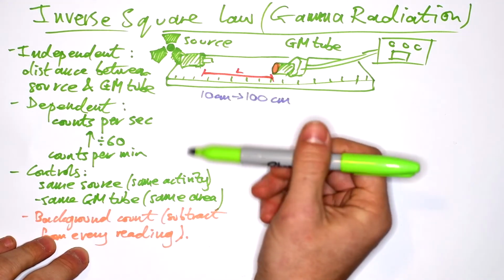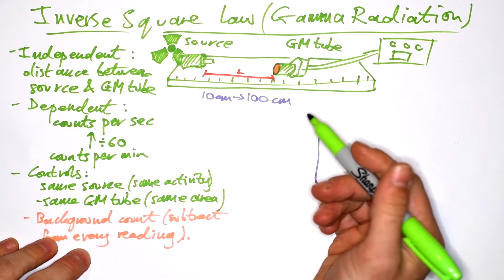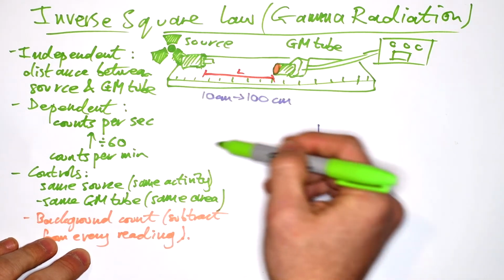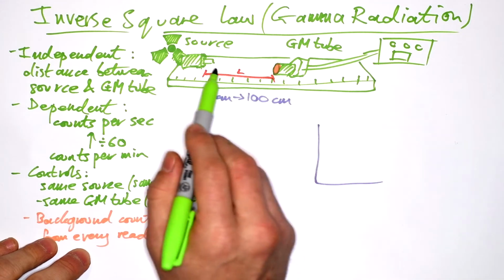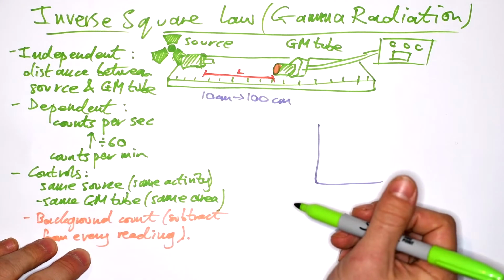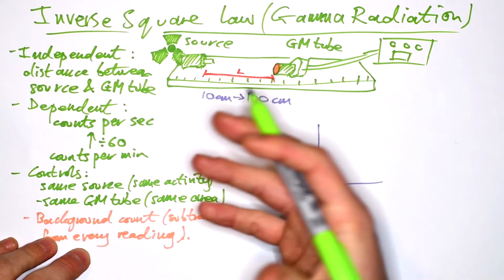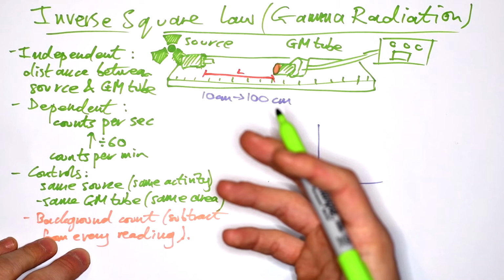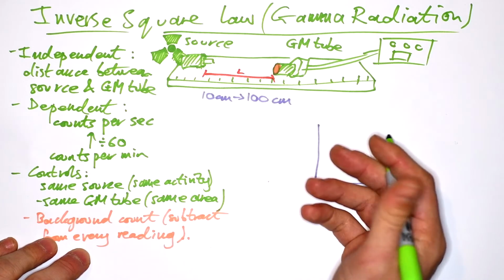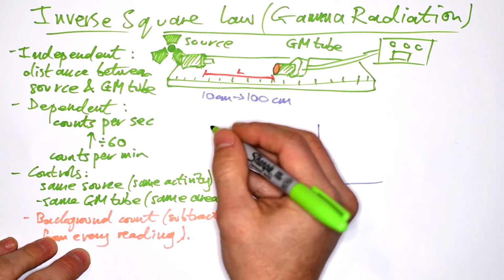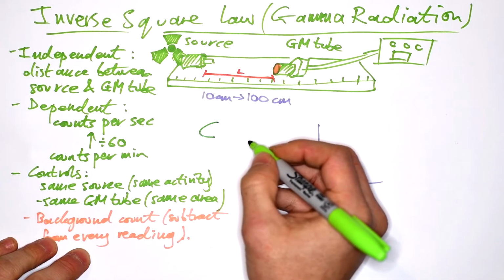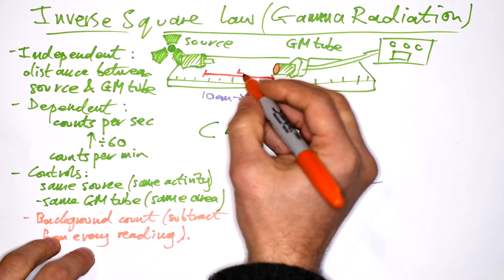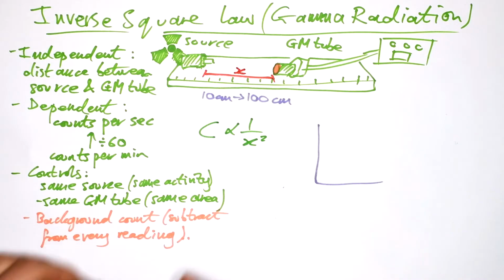Now, because the source is emitting radiation in all directions, we can imagine that all of the radiation is going through an imaginary sphere with the radius of the distance between the source and the GM tube. And so if we get further out, then that imaginary sphere is getting bigger. What's the area of that sphere dependent on? Well, it's radius squared, not radius cubed. And that's why it's the inverse square law. So that means that the count that we detect is inversely proportional to the distance squared. And I'm going to replace that with x.